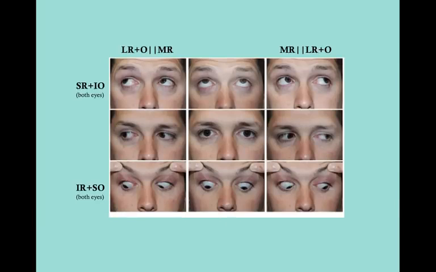So these are the cardinal eye positions. You can think of it like the Brady Bunch, sort of. So you look straight ahead. You shouldn't be using any extraocular muscles. If you're looking up, you're going to be using your superior rectus plus your inferior oblique. If you're looking down, you're going to be using your inferior rectus plus your superior oblique.